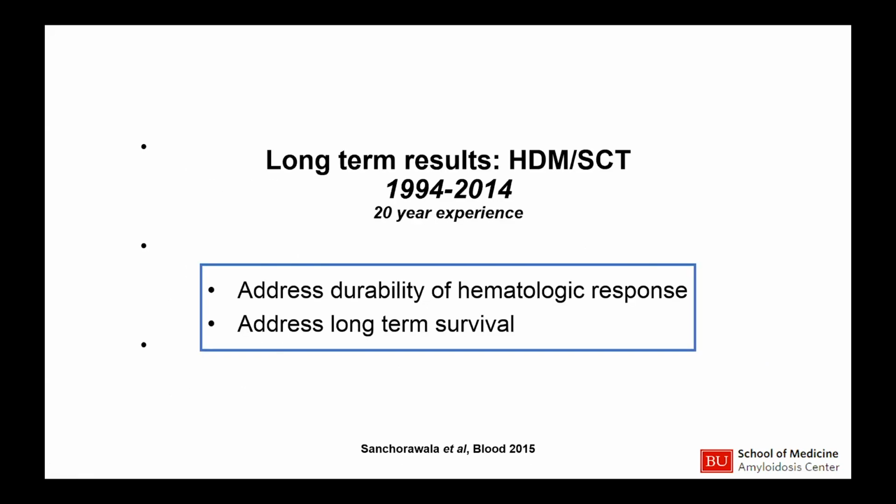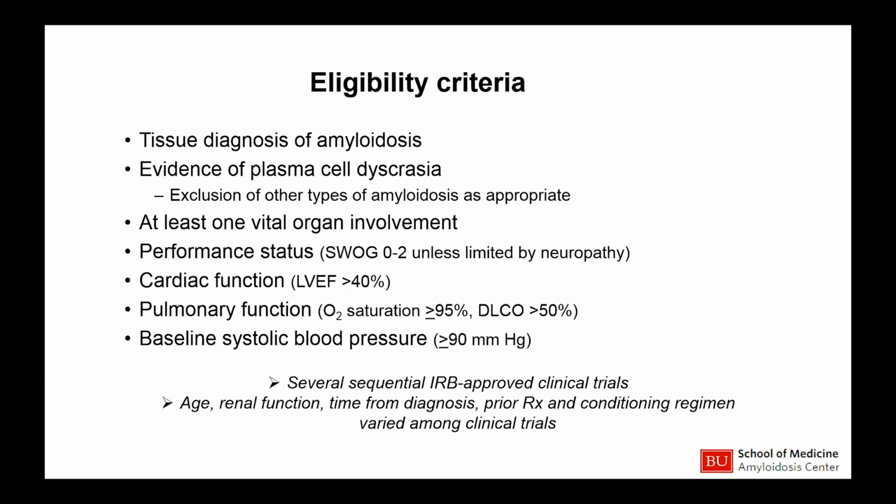We at Boston University Amyloidosis Center looked at long-term results of stem cell transplantation in patients with AL amyloidosis over a 20-year period from 1994 to 2014 to address durability of hematologic response and to address long-term survival of patients undergoing this treatment. Eligibility criteria have included tissue diagnosis of amyloidosis, evidence of a plasma cell dyscrasia, and at least one vital organ involvement with minimum measures of performance status, cardiac function, pulmonary function, and hemodynamic stability.